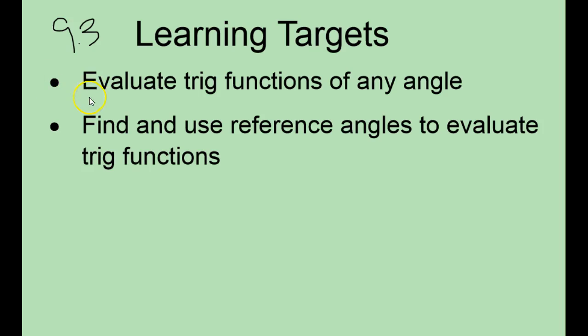So let's look at our learning targets. First, we were to evaluate trig functions of any angle, and we can always use our unit circle to help us. Then we found and used some reference angles to evaluate those trig functions. So now that we've worked on this lesson and these learning targets, go ahead and work on your homework for 9.3.